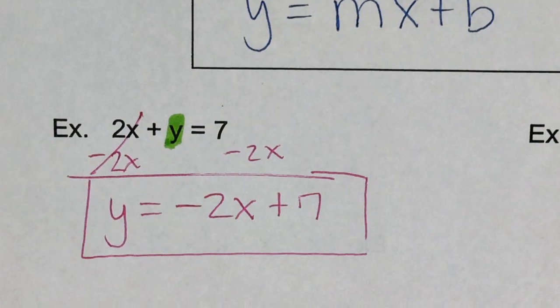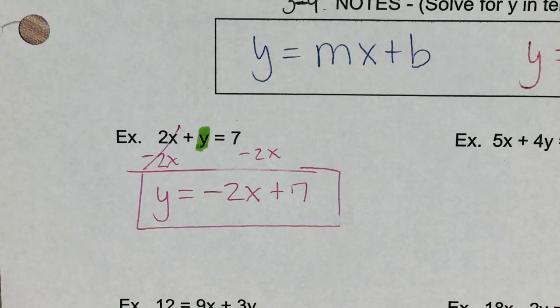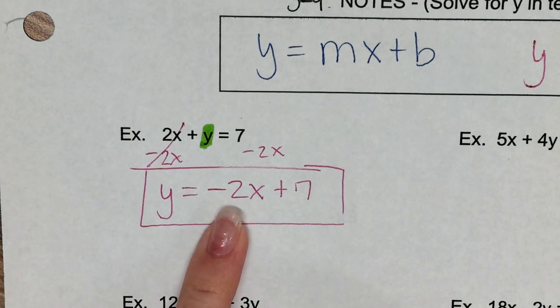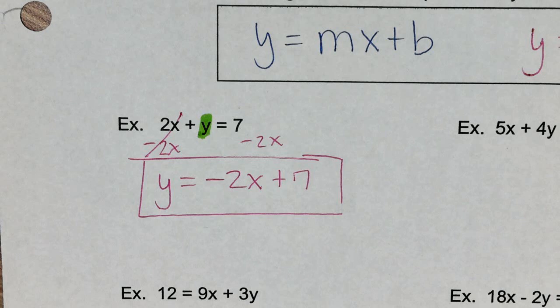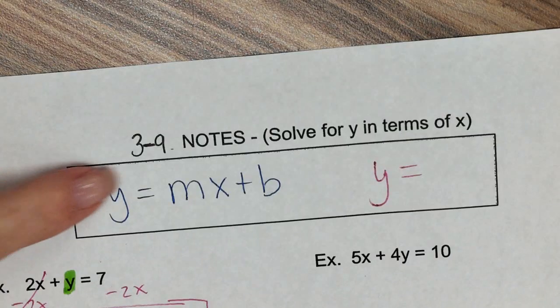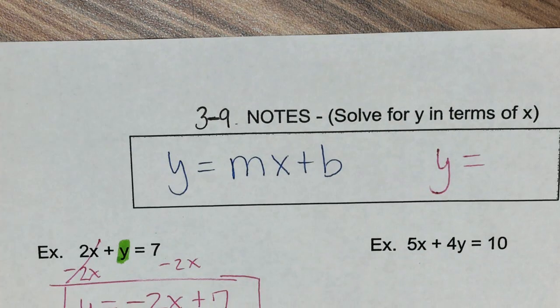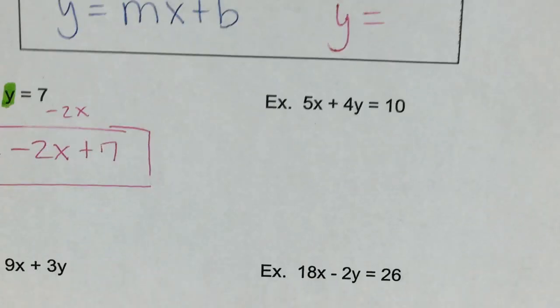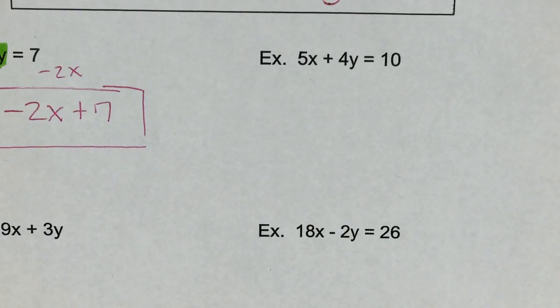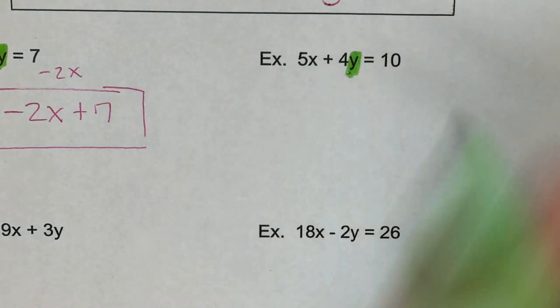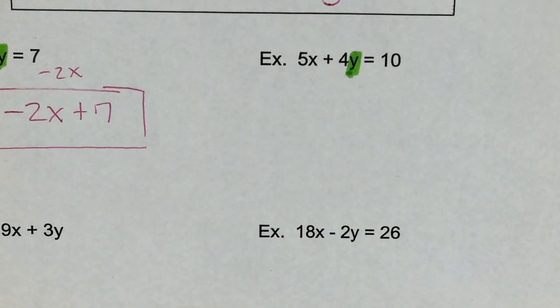Again, why do I want it to be in a certain order? Because in the coming weeks, you're going to have to identify the slope and the y-intercept. So if it looks like this, then you could easily identify it. Yes? Everybody okay? All right, let's look at the next one. Highlight the y. If I want to get the y by itself, what has got to go?